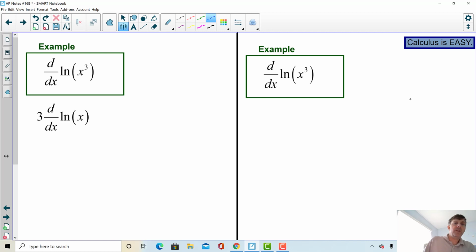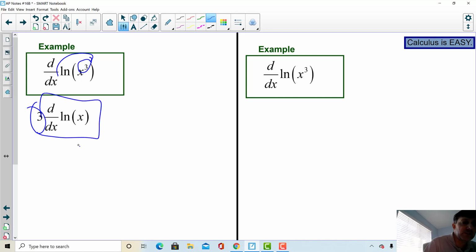Okay, now I'm going to do the same problem but two different ways, just to show you that you get the same answer, and you can decide which way you think is easier. On the first one, we're going to bring the power down, so the power of 3 can come down. The derivative of ln of x is just going to be 1 over x, and bring down that 3. So you get 3 over x as your final answer.